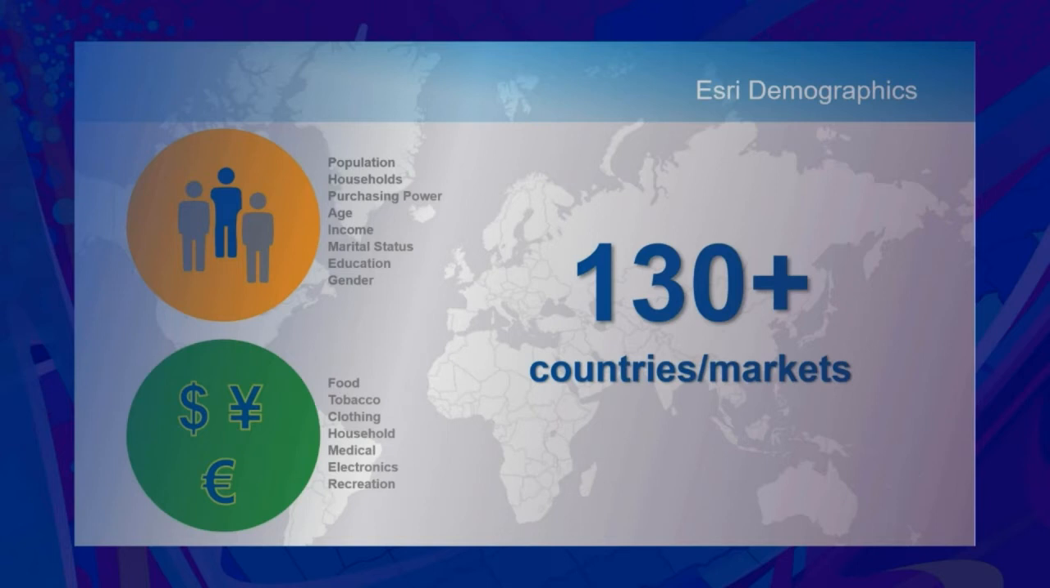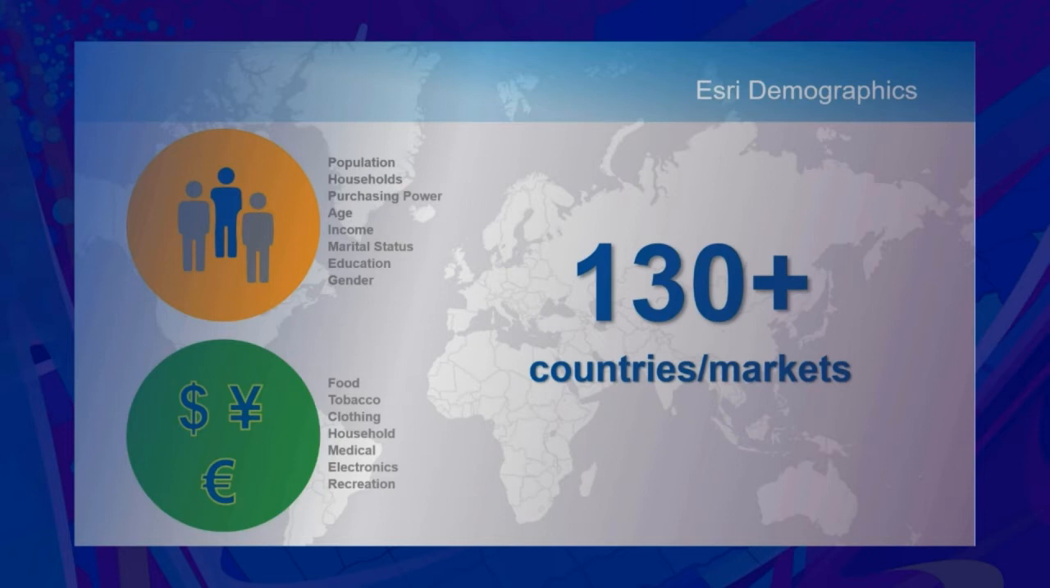And in countries like the US and Canada, there are upwards of 10,000 variables per country. These variables or attributes include population, household size, purchasing power, age, education, and more. They also include total and per capita spending on topics such as food, clothing, medical expenses, and more. Data are used for analyzing markets and consumers, for identifying underserved or vulnerable communities, and for formulating better business decisions and policy decisions as well.